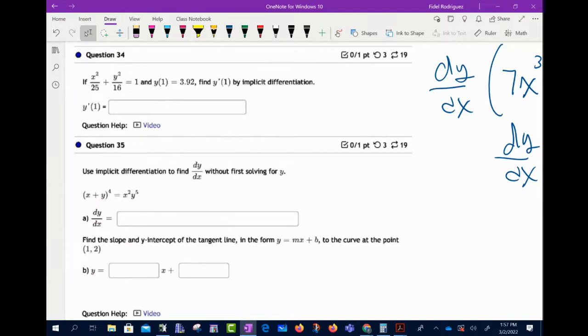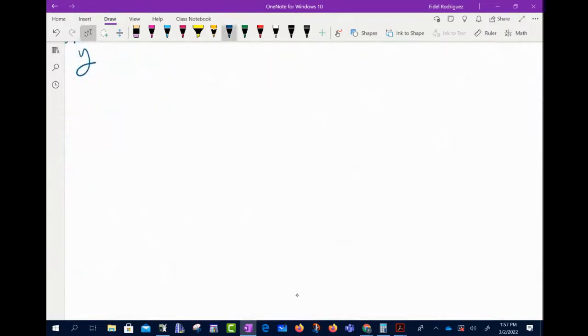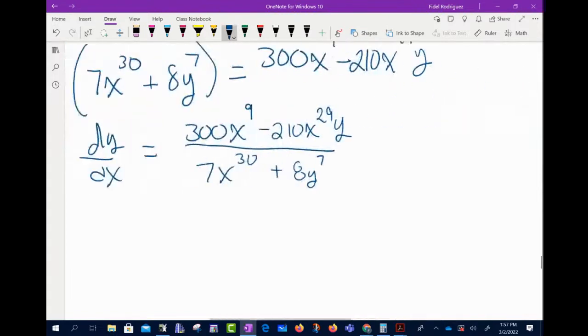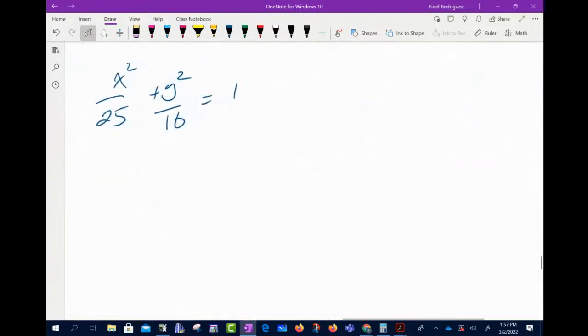34. So I'm just going to write it over on the side, y'all, where I have a little bit more room. X squared over 25, y squared over 16 is 1. Okay. So x squared over 25, y squared over 16 is equal to 1. And it told me something else, too. y of 1 is 3.92. It says y of 1 is 3.92, and it wants us to find y prime as well.